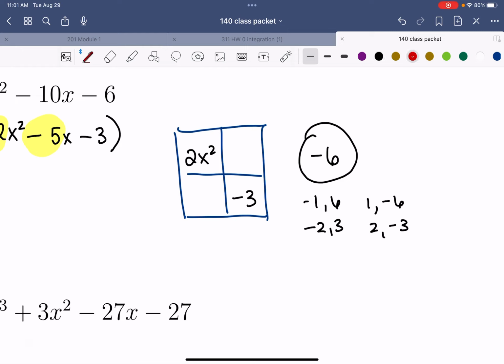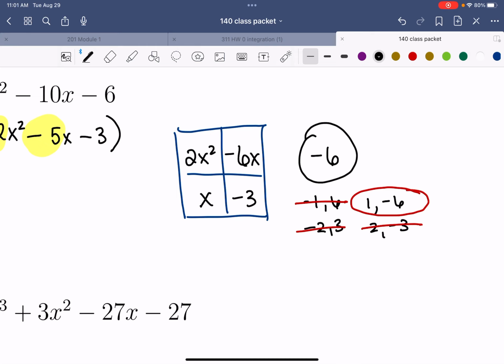Negative 1 and 6 is going to be positive 5, so that's a no-go. Negative 2 and 3 is positive 1, that's a no-go. 2 and negative 3 is negative 1, so nope. But 2 and negative 6 will give me negative 5, which is what I'm looking for. So I put each of those in a box. So 1x, I'm not going to write the 1 in front of the x, and negative 6x. Again, if you switch them, that's fine too.